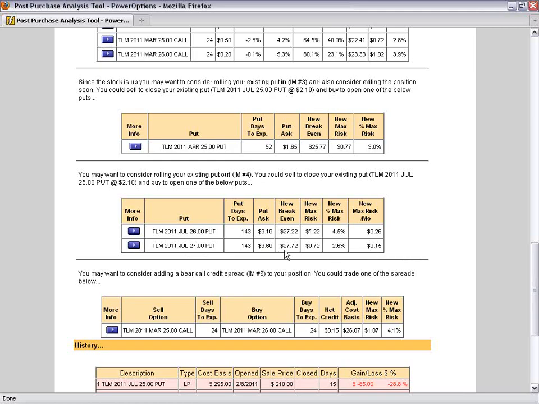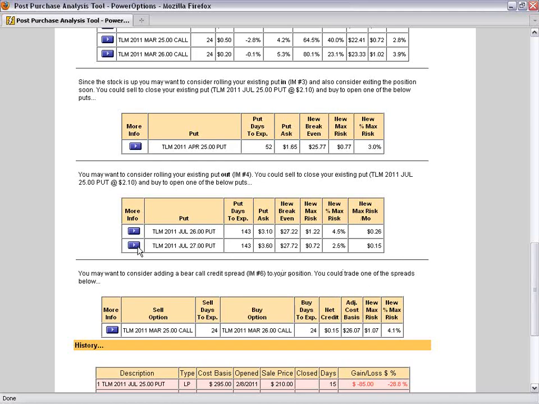Oh, no, I didn't do the math right. I apologize, ladies and gentlemen. It's an increase of $1.50. Selling to close my put for 210, buying the new put for 360. So I'm putting in $1.50 of debit for a $2 higher payout. So that's almost the same, generating 50 cents, getting a higher payout on the position of 50 cents higher to reduce my risk down to 2.6%.